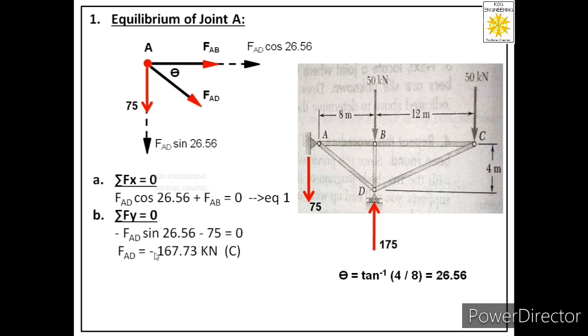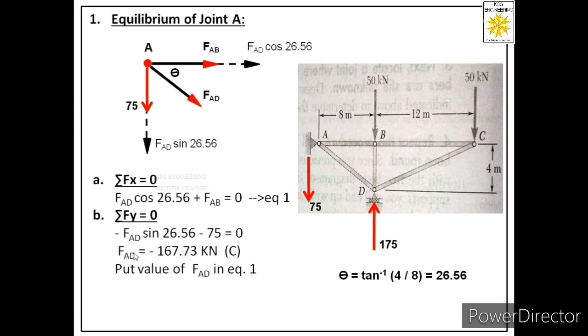So we got a negative sign. What is the meaning of this negative sign? At the start we considered the direction of FAD away from the joint, meaning we considered that this force is a tensile force. But we got a negative answer. That means our assumption is wrong. It is not a tensile force, it is a compressive force, and it is acting towards the joint.